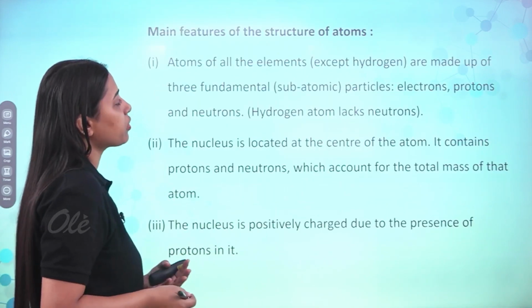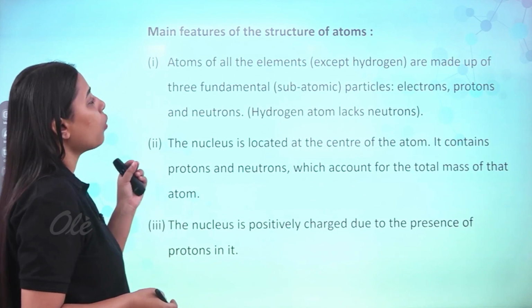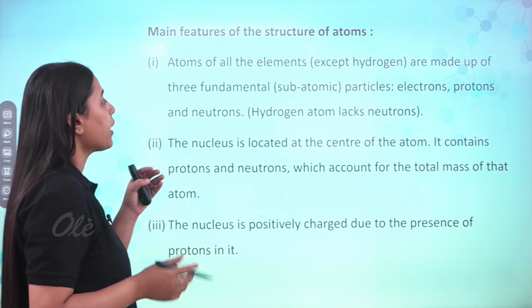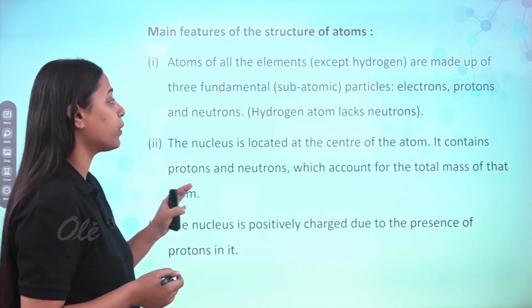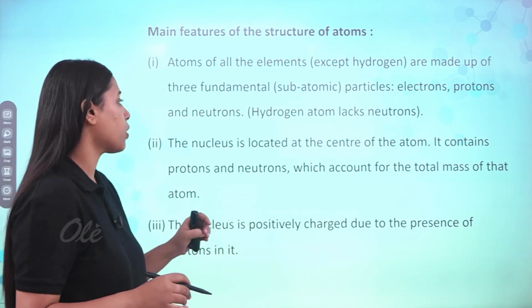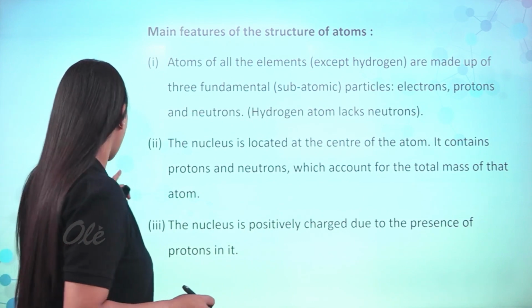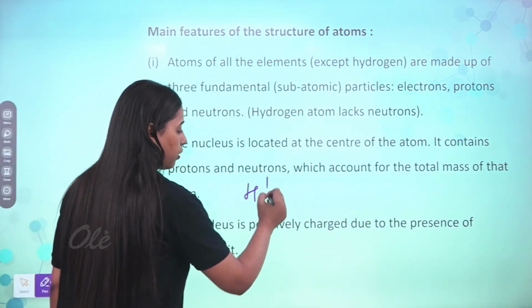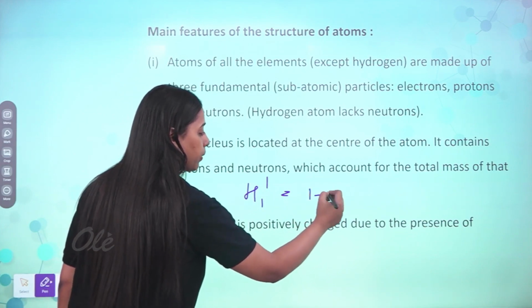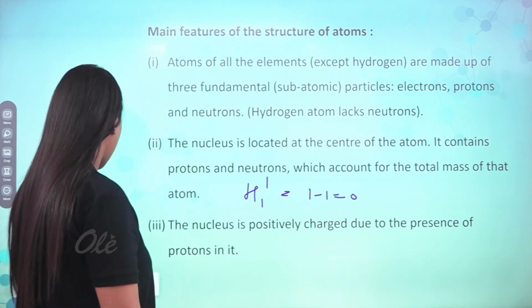So the main feature for the structure of atom is that atoms of all the elements except hydrogen are made up of 3 fundamental subatomic particles: electrons, protons and neutrons. Hydrogen lacks neutrons because, what? Mass is 1 and atomic number is also 1. So the number of neutrons will be 1 minus 1, 0. So it doesn't have any neutron.